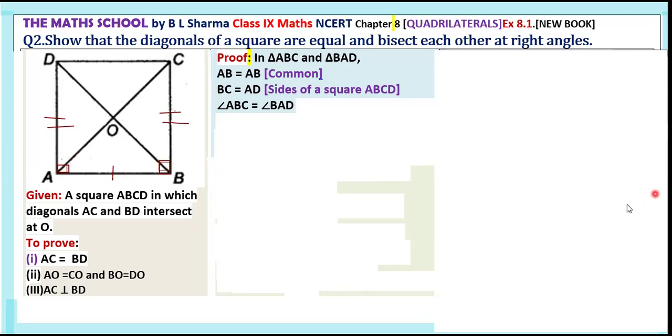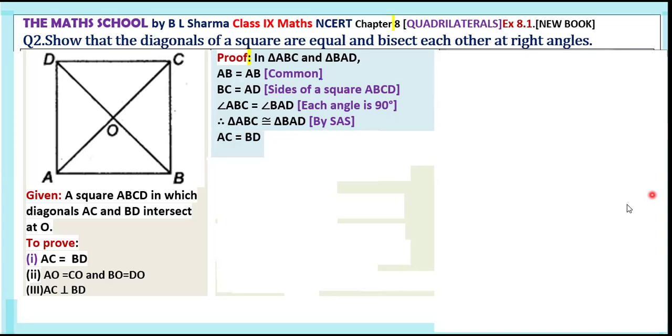So triangle ABC is congruent to triangle BAD by SAS congruence rule, and by CPCT, AC is equal to BD. So we have proved here the first part, that diagonals are equal. First part proved. Now, second part.